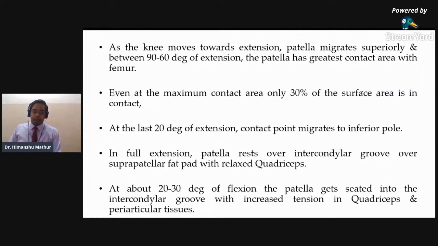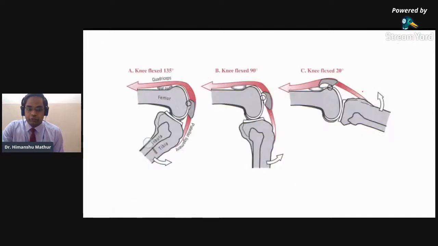If the moment for the quadriceps has dropped down, the quadriceps will no longer be able to produce significant extension torque. All right, now at about 20 to 30 degrees of flexion, the patella gets seated into the intercondylar groove with increased tension in the quadriceps and periarticular tissues. I already told you about all these things. Okay. Now, this is what I was telling you about.